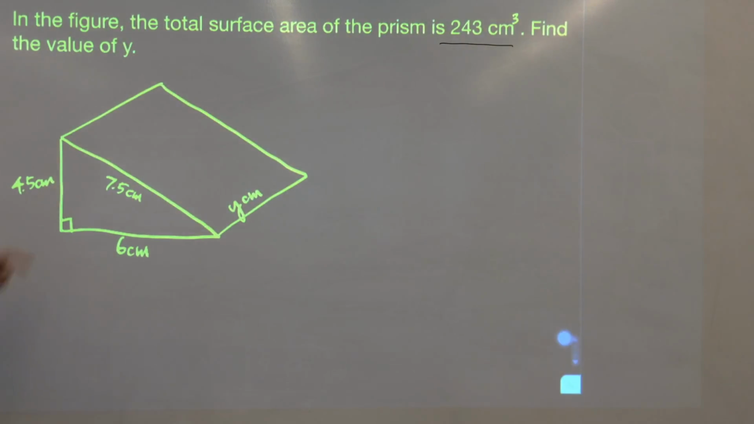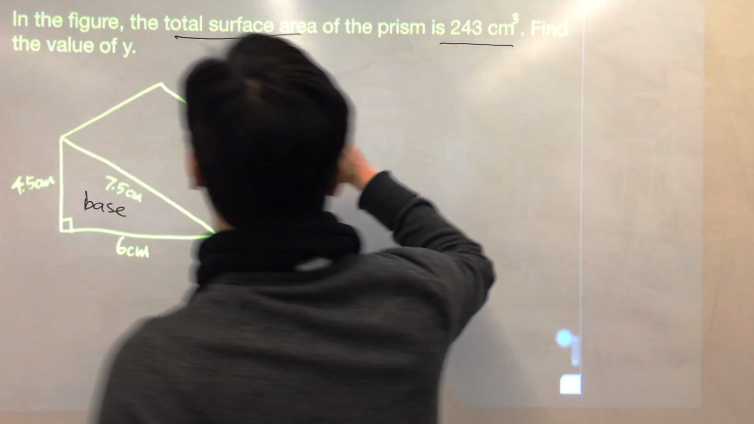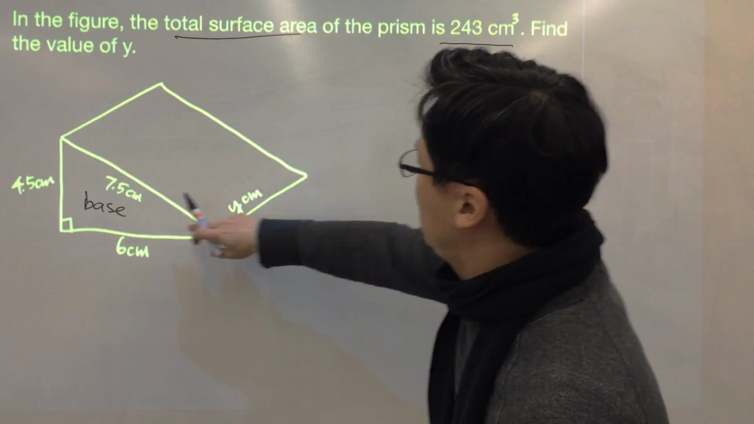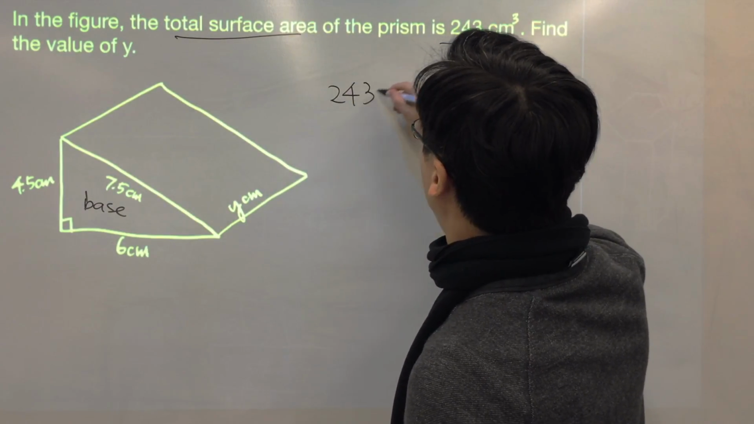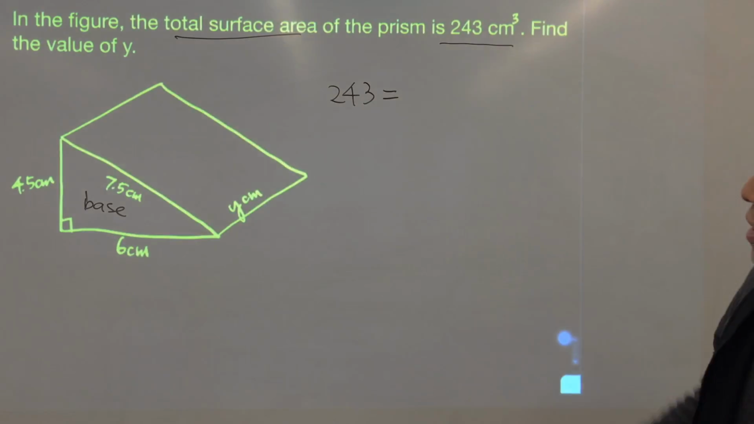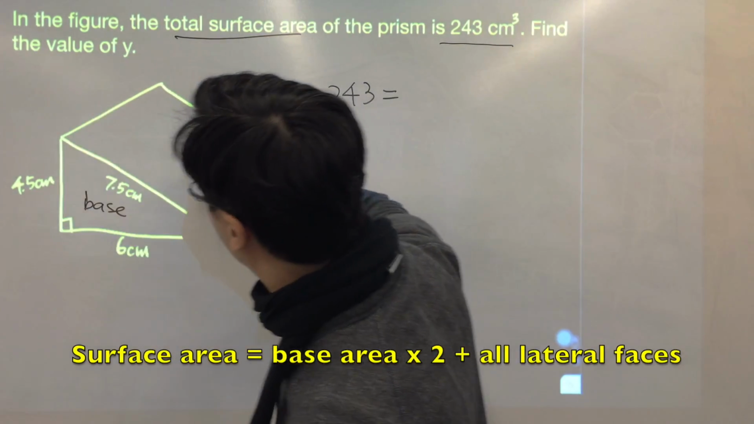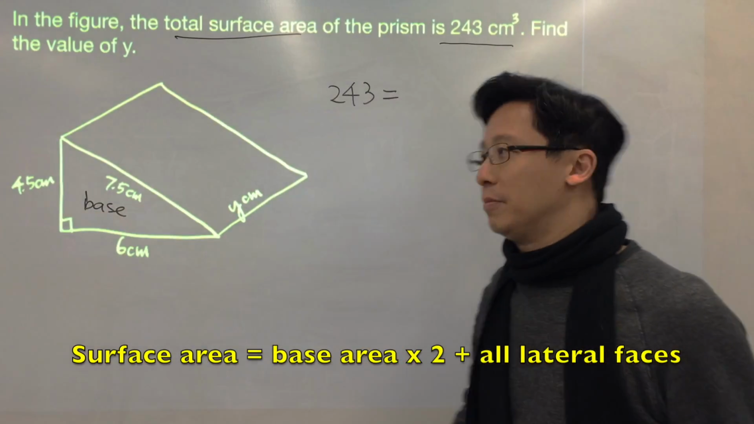The base of the prism is a right angle triangle. This is the base. And now how can we find y? Of course, we need to find the total surface area of the prism using these numbers. 243 is the given answer. This will be the sum of the two bases and all the lateral faces of the prism.